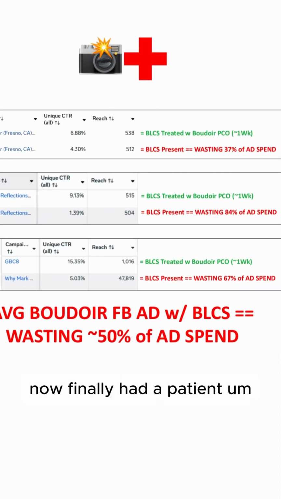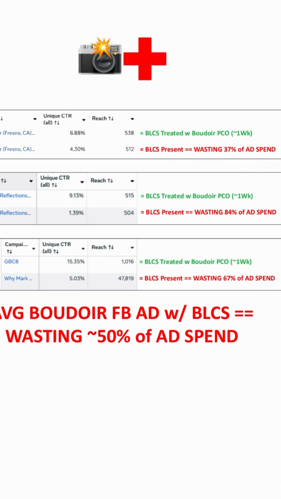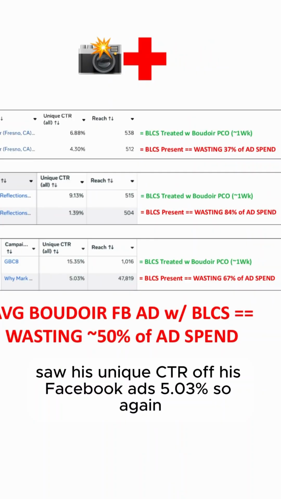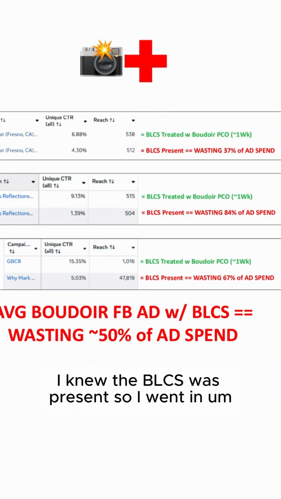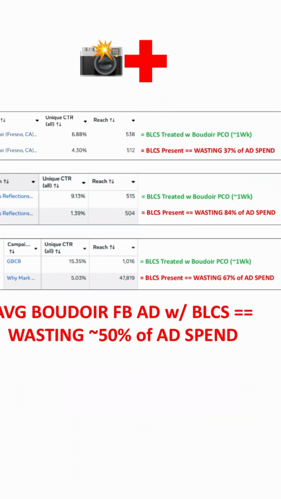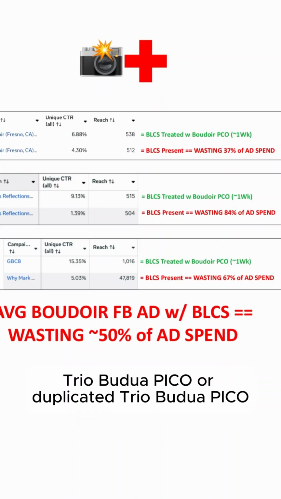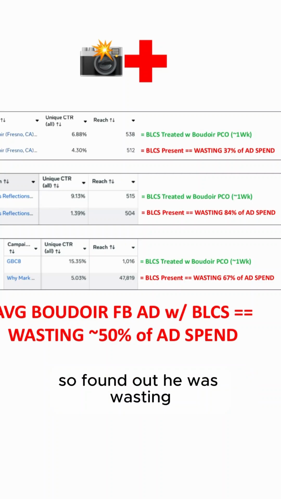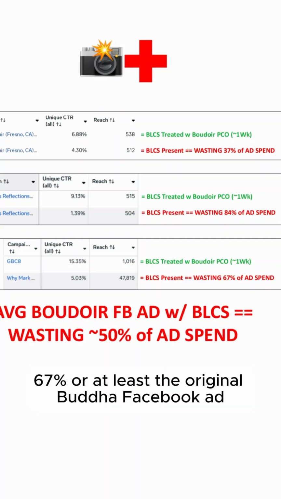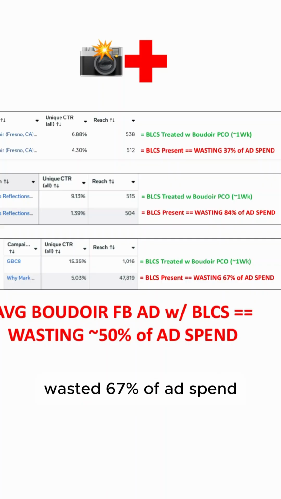Now, I finally had a patient whose unique CTR on his Facebook ad was 5.03%. So again, I knew the BLCS was present. So I went in, duplicated, treated with Boudoir Pico, took about a week, and got his unique CTR up to 15.35%. So found out the original Boudoir Facebook ad was wasting 67% of ad spend.